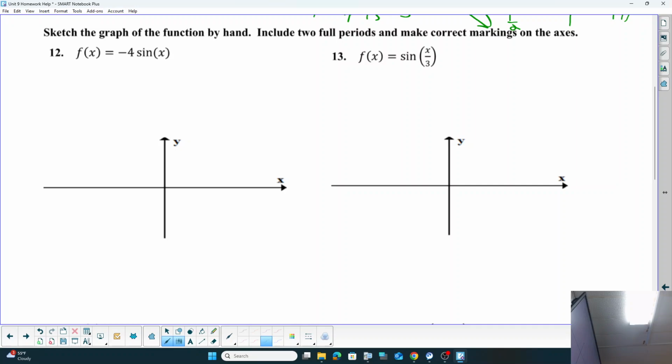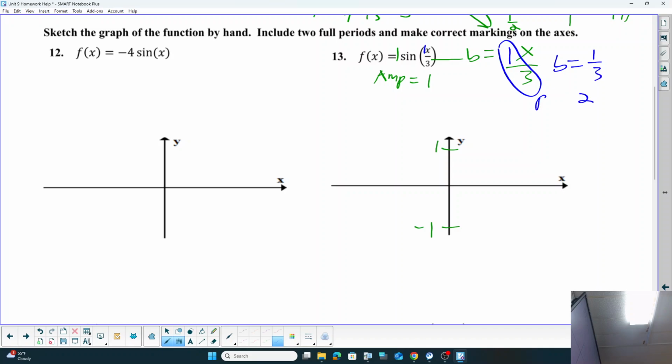Okay, sketch the graph of the function by hand. Include 2 full periods and make correct markings on the axes. So first we need the amplitude and the period. The amplitude is 1, so we're going to go up 1 and down 1. And then this is the b value. The b value is up next to x, and there's an invisible 1, you guys. Do you see it? So there's actually an invisible 1 right there. So it's actually 1/3 that is our b value.